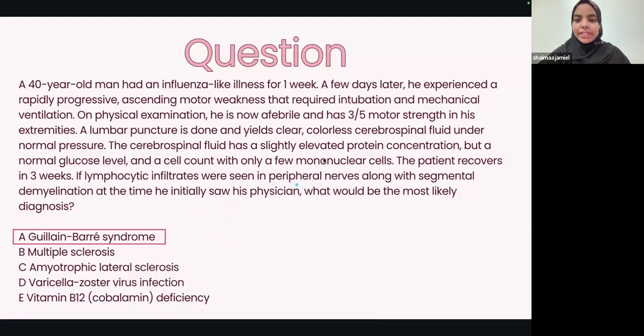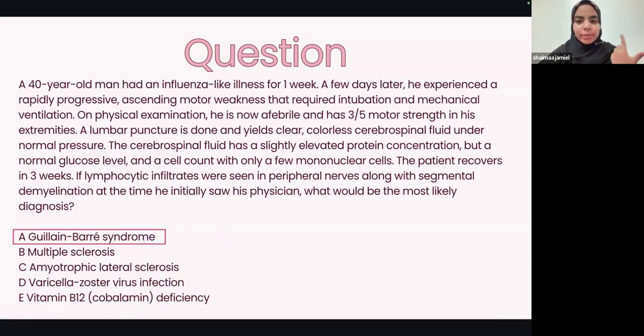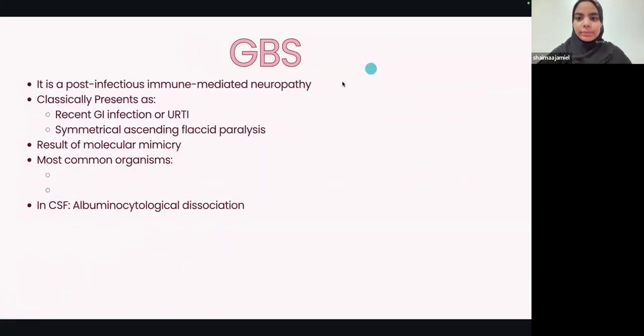So GBS can follow a GI infection and also an upper respiratory tract infection. It doesn't have to only be GI. Yes, subacute combined degeneration is caused by B12 deficiency, which is the spinocerebellar, spinal, and dorsal column degeneration.